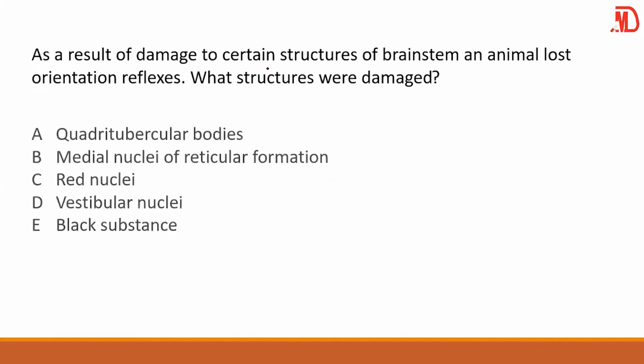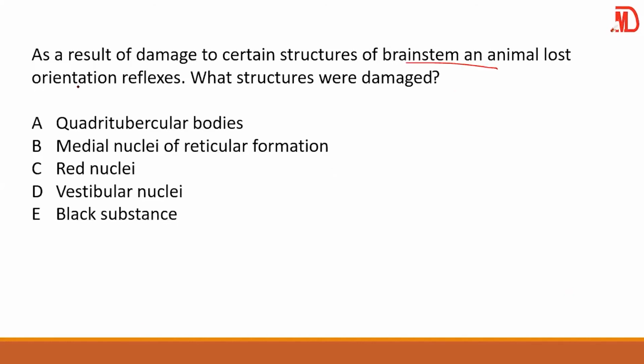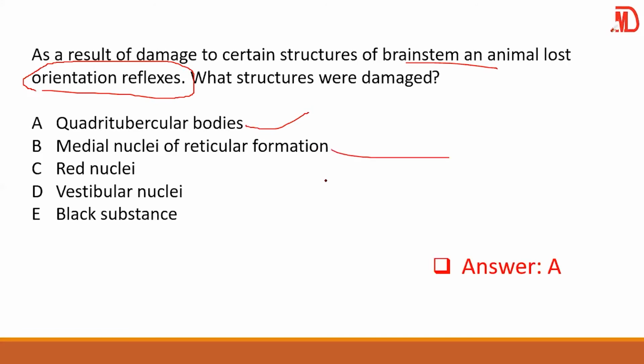As a result of change in certain structures of the brainstem, an animal lost orientative reflexes. I said another name for orientative is, of course, quadrigeminal. Also can be called quadritubercular bodies. Don't forget they are tubers, or they are tubercular in nature. So they all mean the same. Reticular formation again is for what? Is for sleep. Vestibular is for orientation or movement in circular motions. You remember? Great. So here we're referring to quadrigeminal or quadritubercular bodies, the same thing.